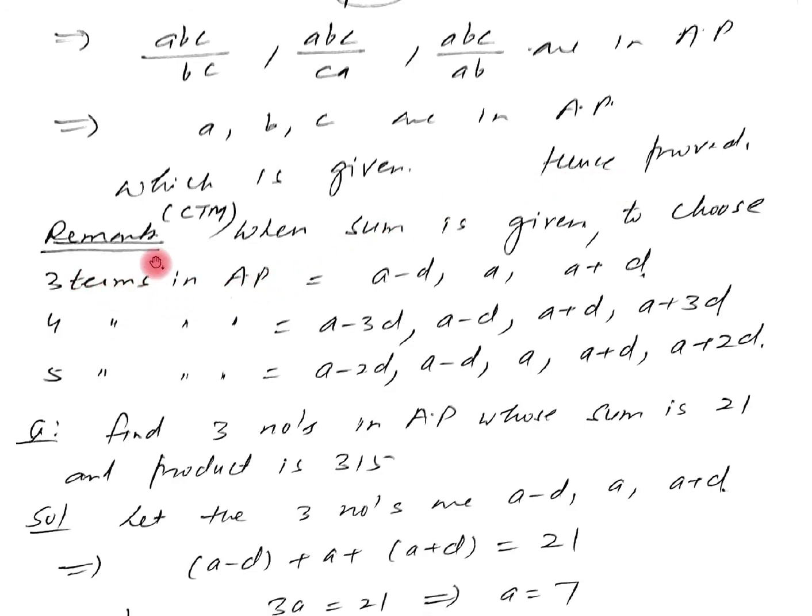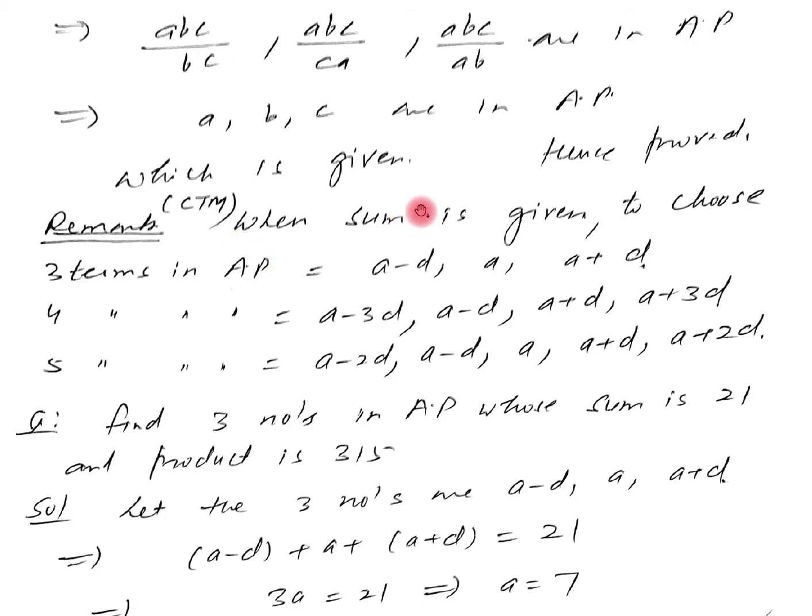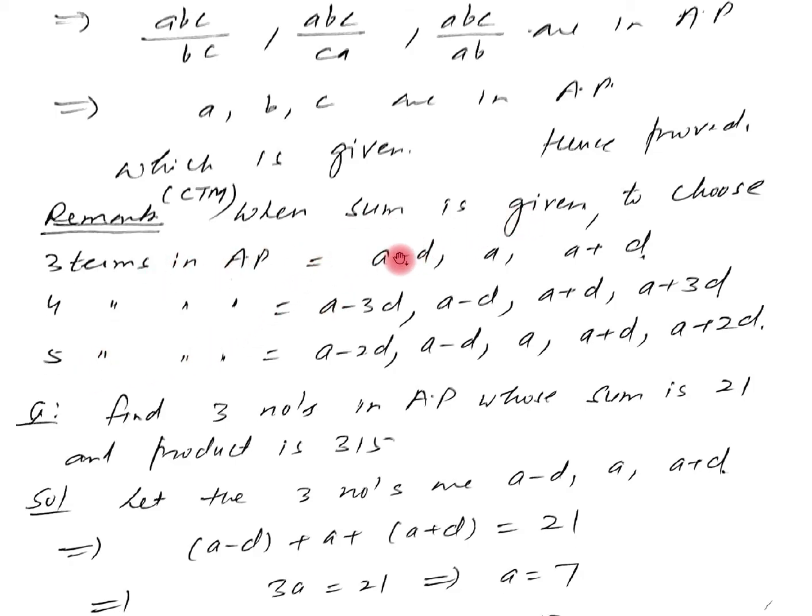Now here, when the question is here, this is again the important point: CTM is considered to memory. When I am mentioning here with the question CTM is, you have to consider to memory. When the sum is given, to choose, in case of AP the sum of 3 terms, 4 terms or 5 terms is given, always we have to choose the terms.